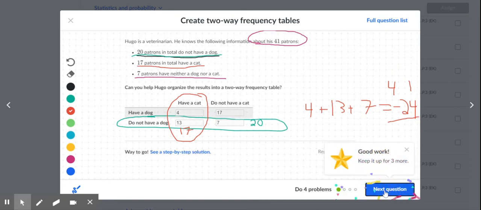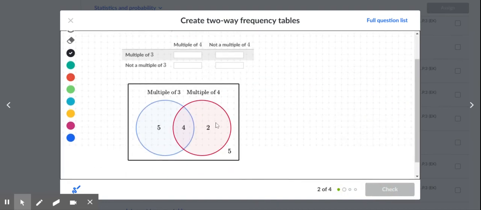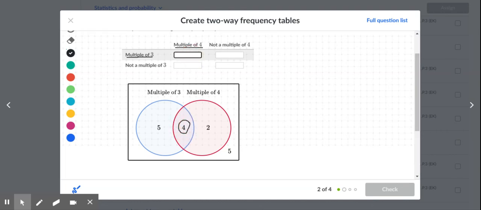So on these, we got to be careful about the clues, and we have to work backwards. Okay, the other kind of question is going to be a Venn diagram. A Venn diagram is 2 circles that usually overlap, and it looks like this. All right, so how many are multiples of 3 and multiples of 4? Let's just take a look at the Venn diagram. In order to find that, we want to figure out the intersection of the Venn diagram, which is right here in the middle. There are 4 numbers that are both multiples of 3 and multiples of 4.